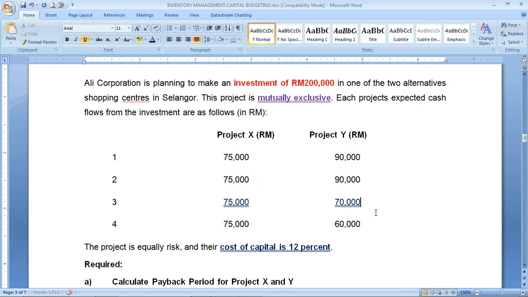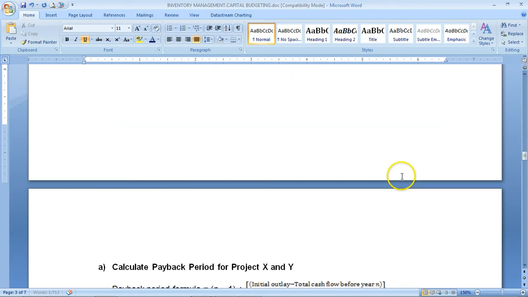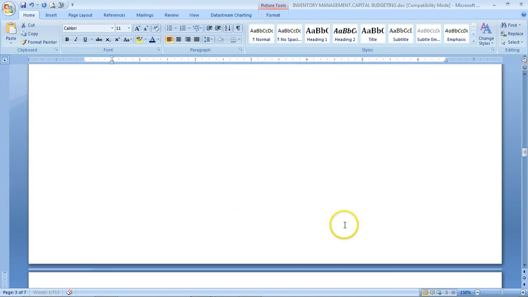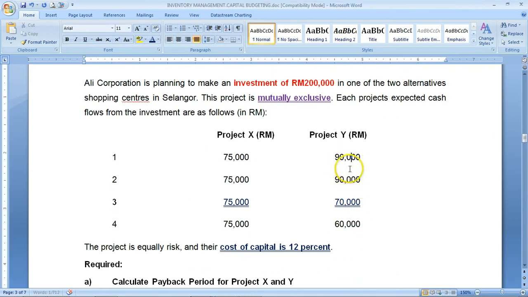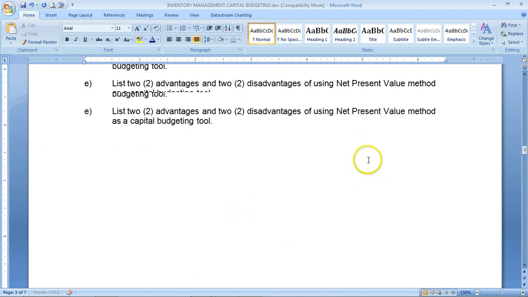It depends on the question. Sometimes project X takes 3 years, sometimes project Y maybe 2 years. But in this case, both projects take up to 3 years to cover the IO. So if you chose the third year as your N, you have to put 3, because N is how long it takes to cover the IO. 3 minus 1, plus 200,000. Why? Because this is your IO. You have the same IO for the project. And how do I get 180? Very good, class. Because before, you see, years 1 and 2 total up to 180. Before year N that you chose just now. You chose the third, right?